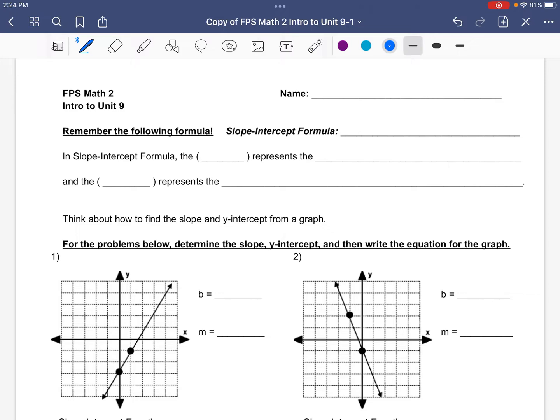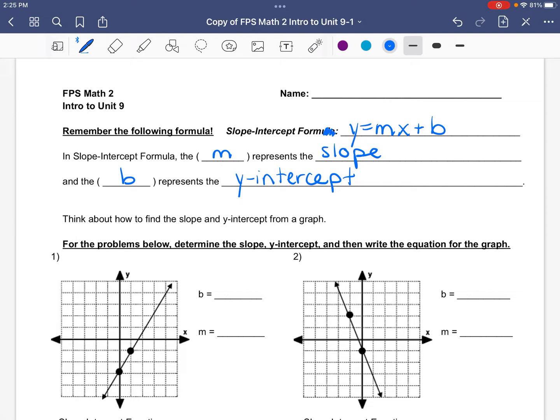Okay, so first, remember the following formula. So we have slope-intercept form. It's a formula, but we call it slope-intercept form. So what we're going to be looking at is y = mx + b. So remember, in the slope-intercept form, the m represents the slope, and the b represents the y-intercept. So this is our holy grail of formulas. This will never go away.